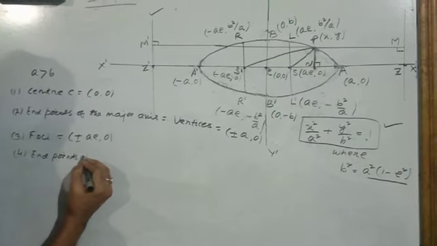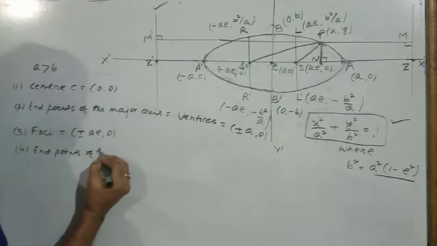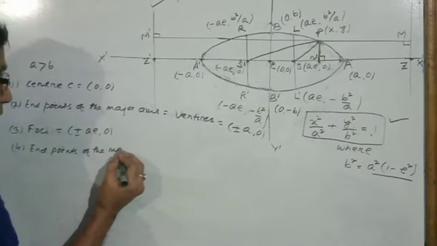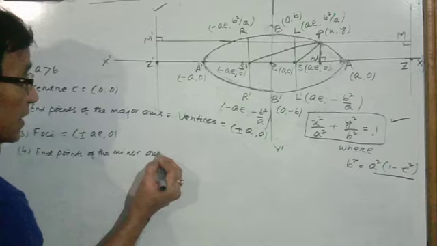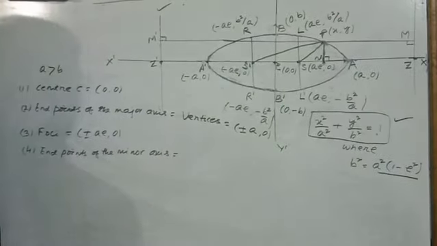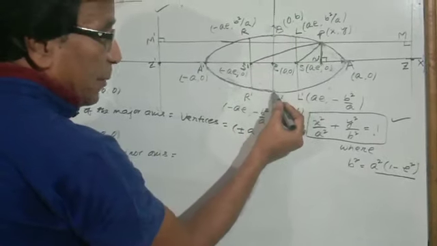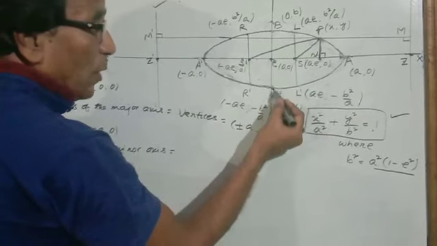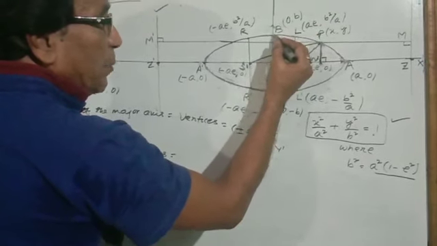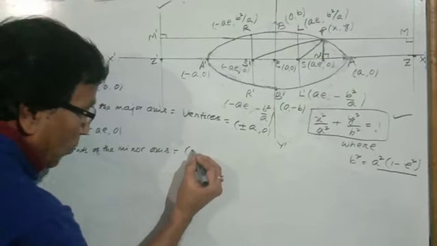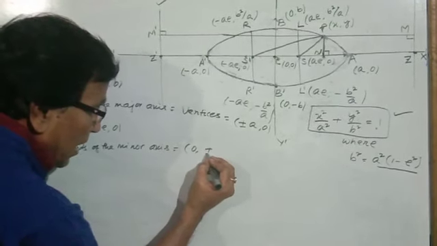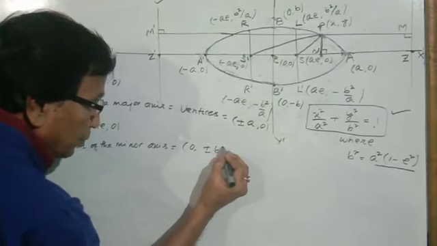Then fourth point, endpoints of the minor axis. Which are the endpoints of the minor axis? B and B'. And what are the coordinates of B and B'? B point is (0, b) and this is (0, minus b). So the coordinates are 0, plus minus b.